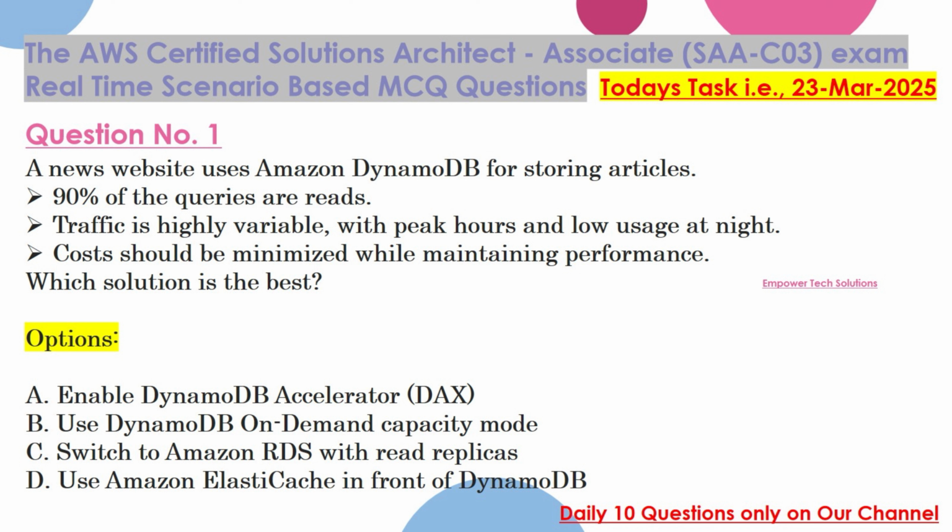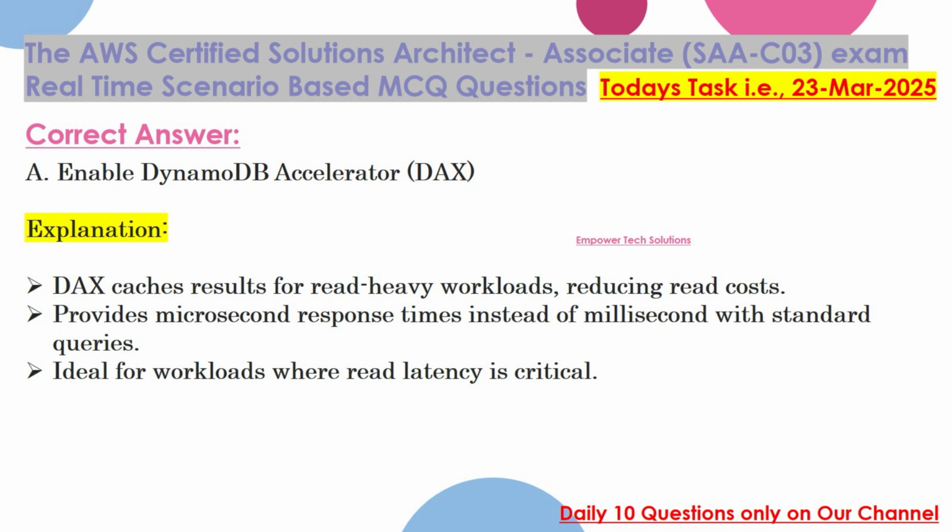Options: A. Enable DynamoDB Accelerator, DAX. B. Use DynamoDB on-demand capacity mode. C. Switch to Amazon RDS with read replicas. D. Use Amazon ElastiCache in front of DynamoDB. Correct answer: A. Enable DynamoDB Accelerator, DAX.